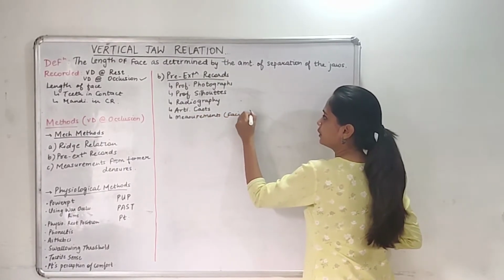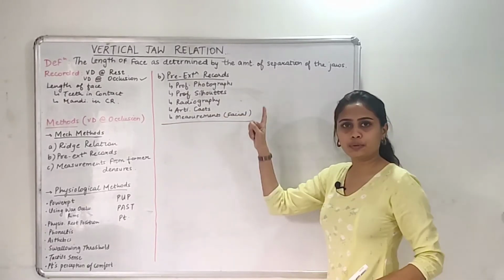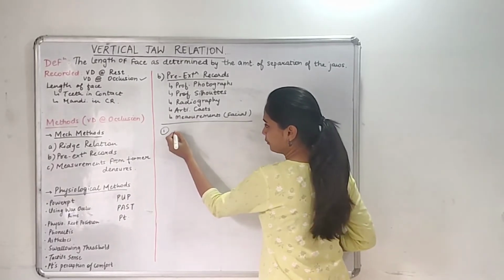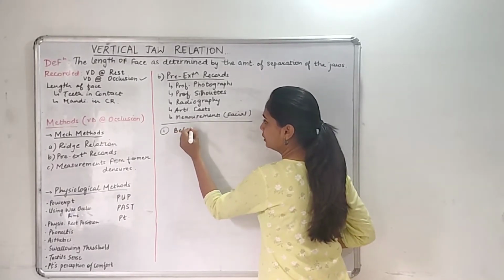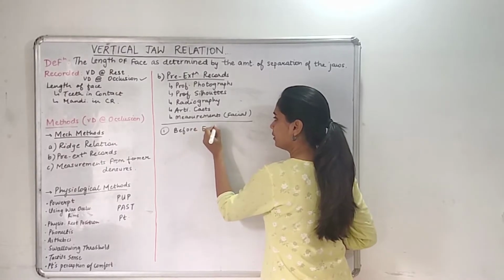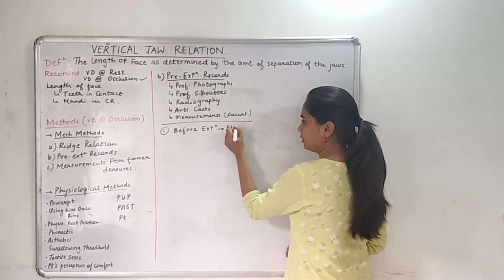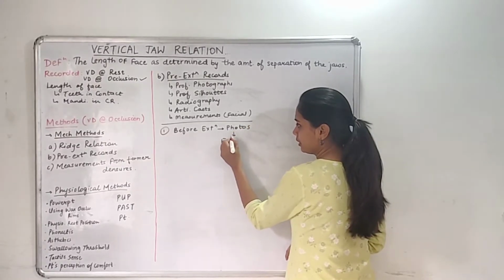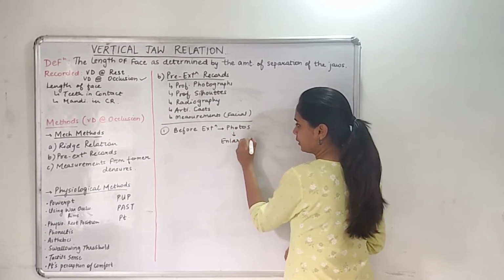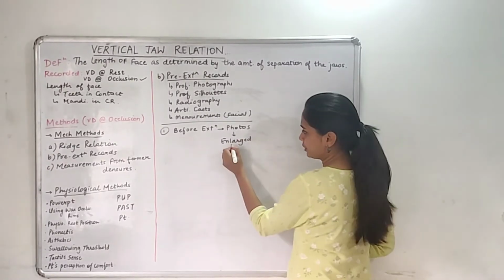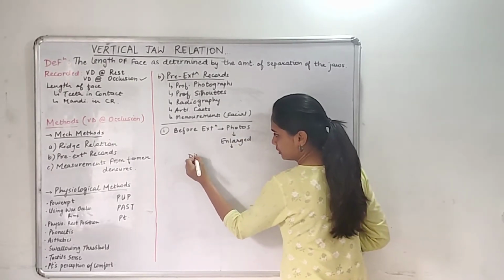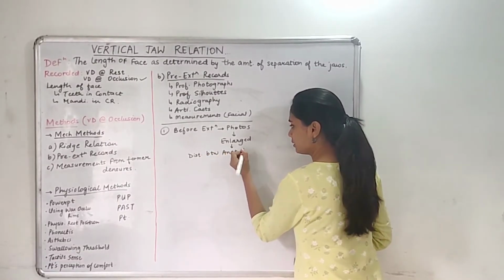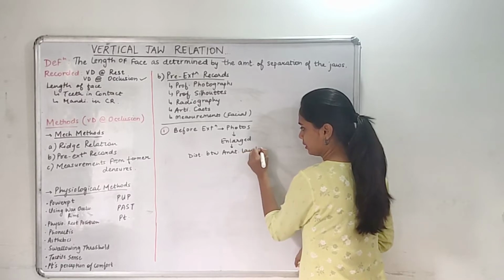Okay, so first one, we'll see about profile photographs. As I said, before extraction, profile photographs are taken. I'll write it to be clear. Before extraction, we take photographs of the patient. Okay, and then these photos are enlarged, and then the distance between the anatomical landmarks is measured.